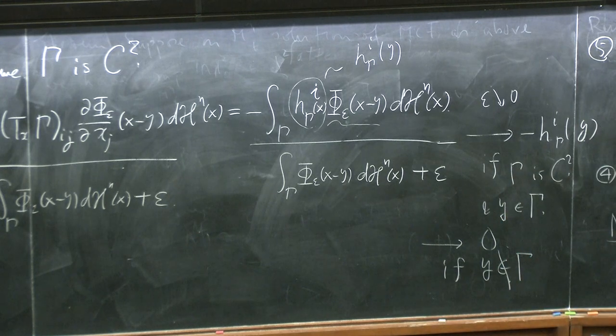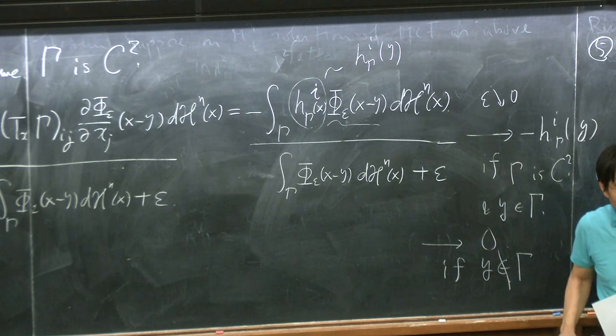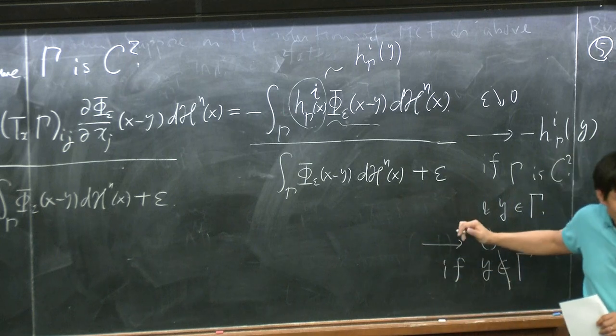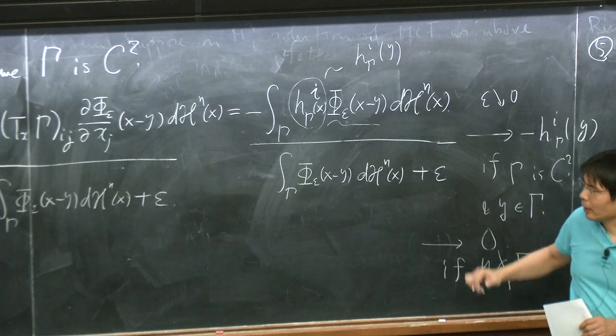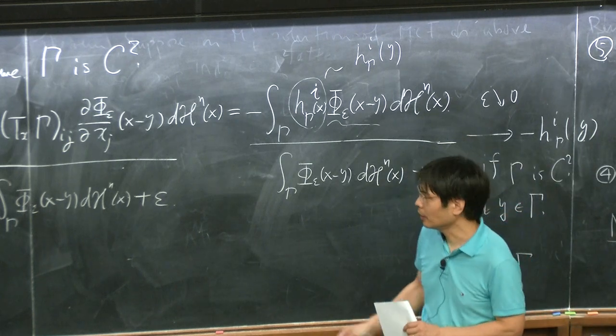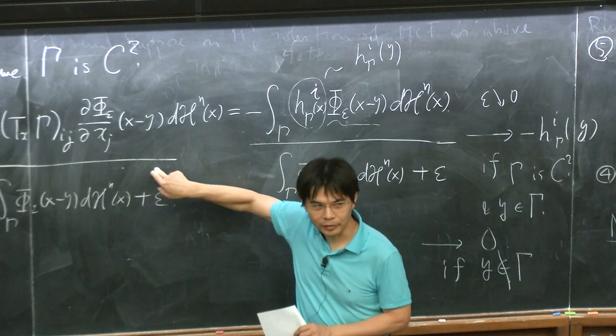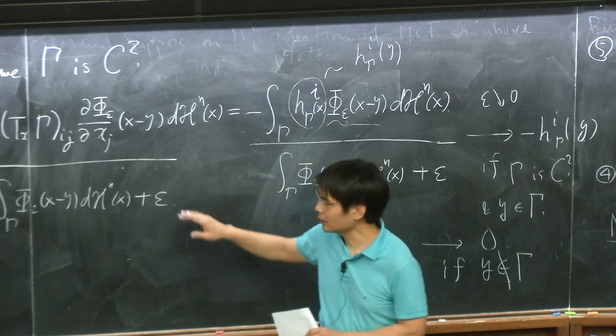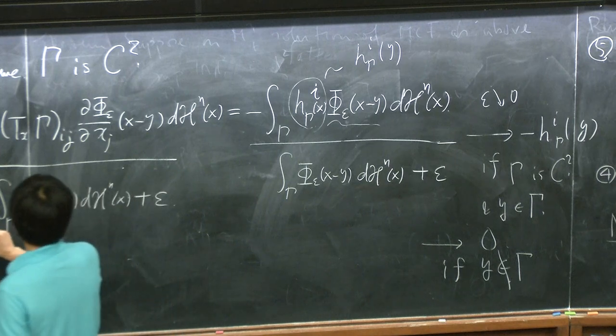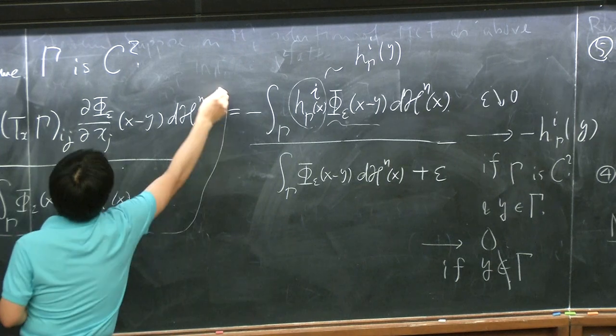Clear? I hope that's clear. Okay, so this is the C2 case. Now, I can use this as a motivation to define the approximate mean curvature by using the left-hand side, in fact. Okay, so I can take this.